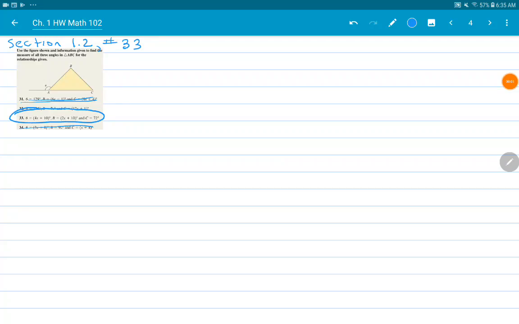All right, in section 1.2, problem number 33, we're given this figure to find the interior angles A, B, and C. So we're given theta, but theta is not one of those interior angles. So I want to do a quick geometry review before we jump into this. So let me use a black pen for that review.